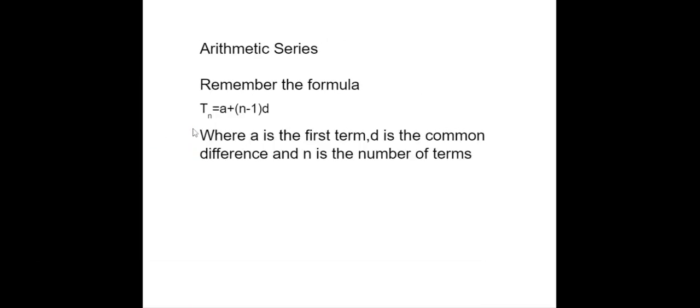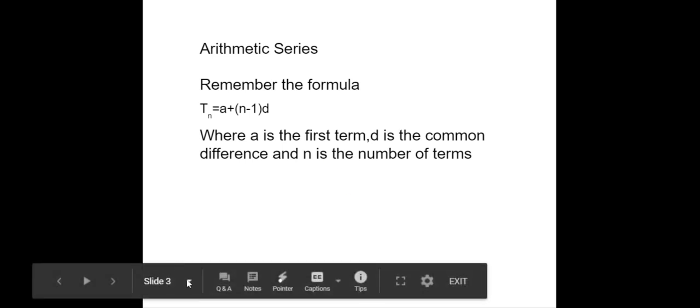So, what we need to remember is that in arithmetic series, we need to know two things. One is to remember the formula that we had done, where Tn equals a plus (n minus 1)d, where a is the first term and d is the common difference, and n is the number of terms.